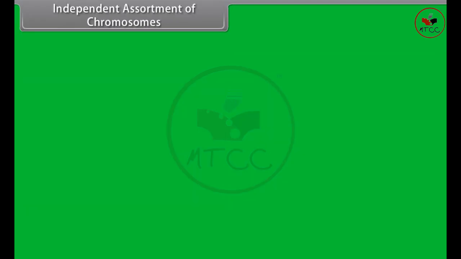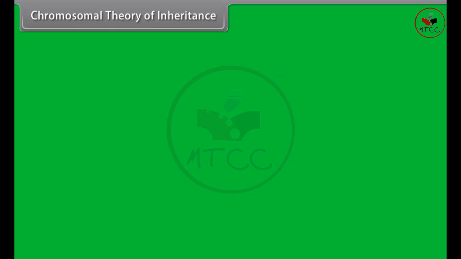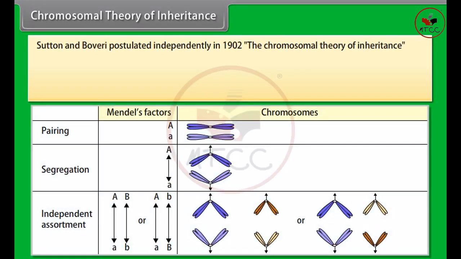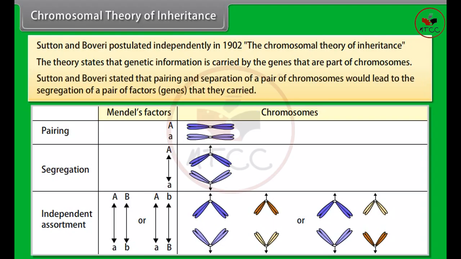Independent assortment of chromosomes. The two chromosome pairs align independently of each other during anaphase 1 of meiosis, as shown in the diagrammatic representation. Chromosomal theory of inheritance. Sutton and Boveri postulated independently in 1902 the chromosomal theory of inheritance. The theory states that genetic information is carried by the genes that are part of chromosomes. Sutton and Boveri stated that pairing and separation of a pair of chromosomes would lead to the segregation of a pair of factors, that is genes, that they carried.